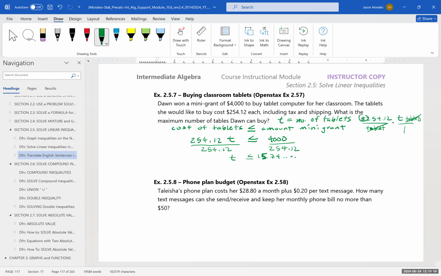Okay, so when we buy tablets, we have to buy a whole number, a counting number of tablets. We cannot have half a tablet. So what is a whole number that's less than or equal to 15.74? It's going to be 15. Okay, so Dawn can buy 15 tablets.